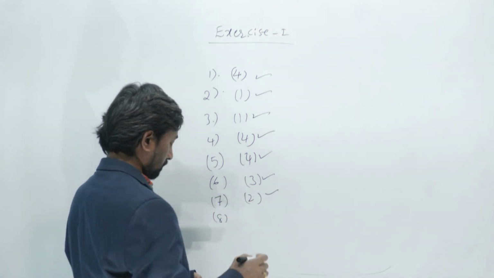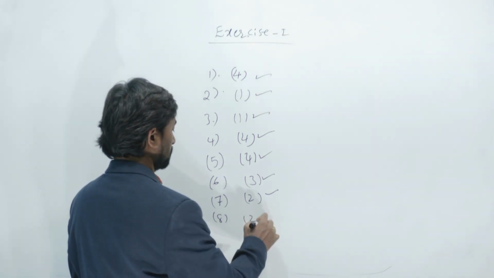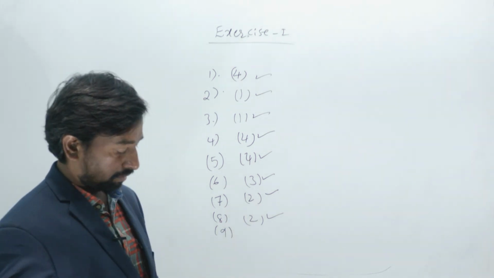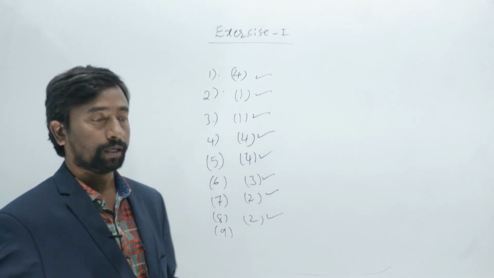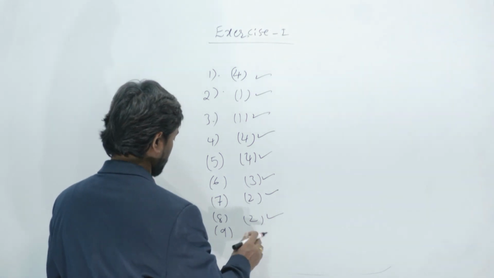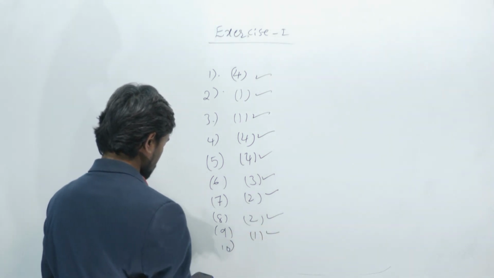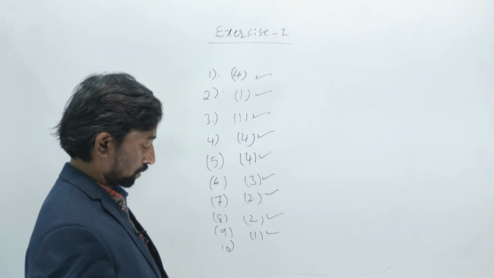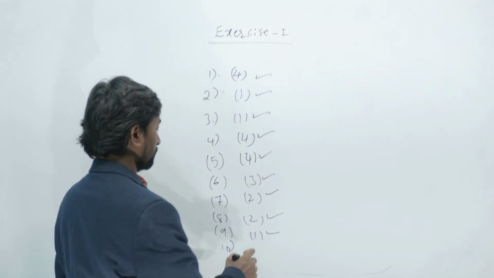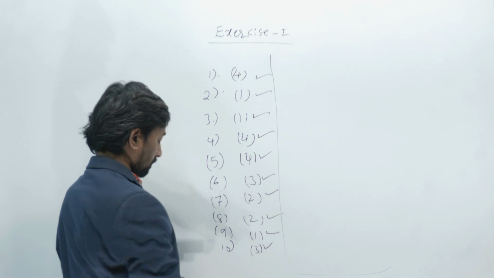Eighth one you see here: the linear momentum of a body is denoted by the letter P. Option 2. Ninth one: the momentum of a body is a dash quantity. It is a vector quantity, so option 1 is right. And the 10th one: the quantity of motion of a body is directly proportional to its mass and velocity. So both will come there. This is about the concept based questions.